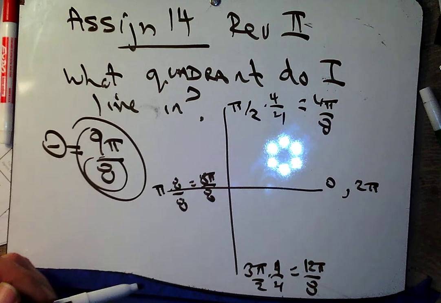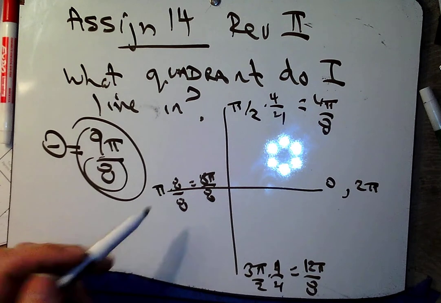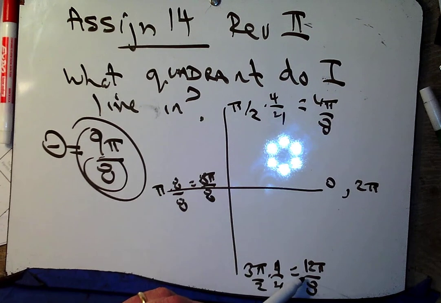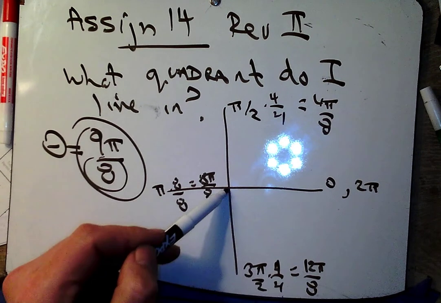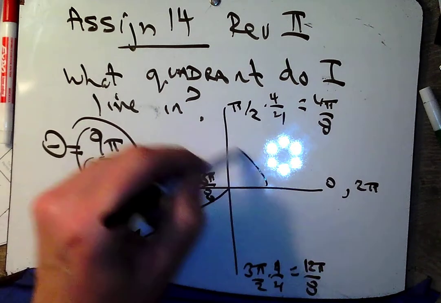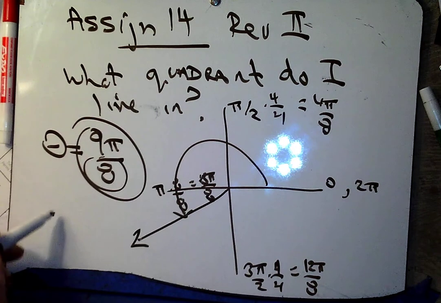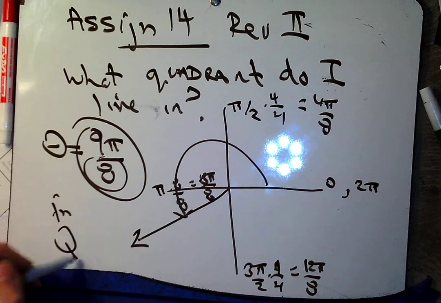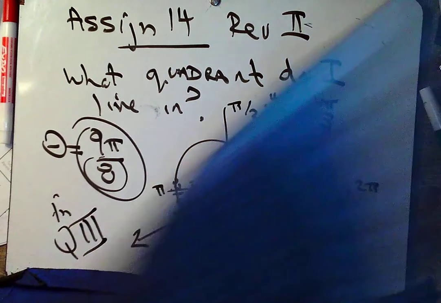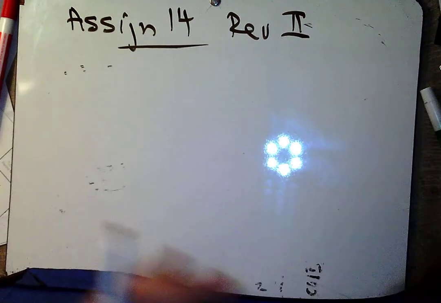So where's 9 pi over 8 live? Well, 9 pi over 8 is a little bigger than 8 pi over 8 and less than 12 pi over 8. So I'd have something like this for 9 pi over 8, and therefore I'm in quadrant 3. Okay? All right, so how about you do one or two of those?